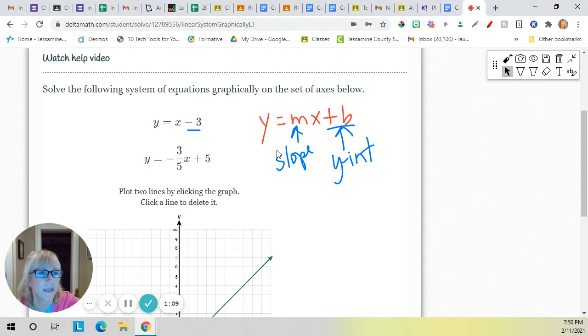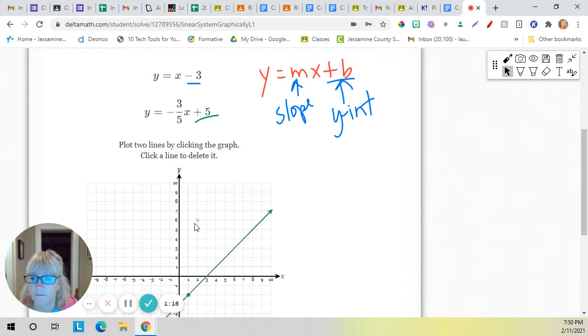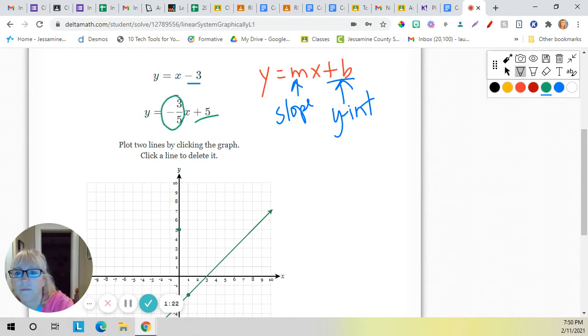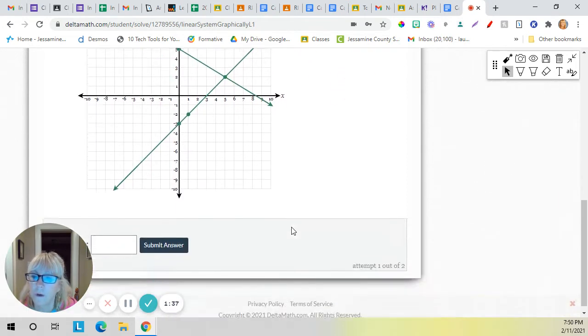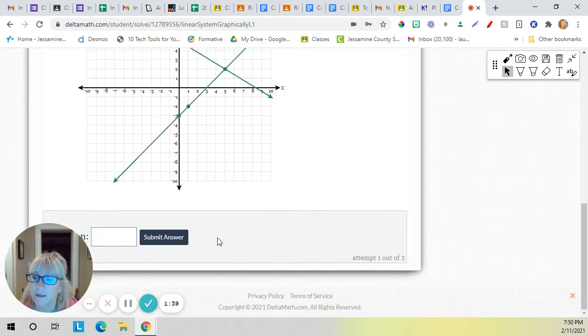And my second term, I start at 5. So I'm going to put my first dot on the 5, and then my slope is -3/2. So from this point of the 5, I'm going to go down 3: 1, 2, 3, and it's a negative slope, so it has to go downhill 1, 2, 3, 4, 5. All right. And then the question is, what is the solution?